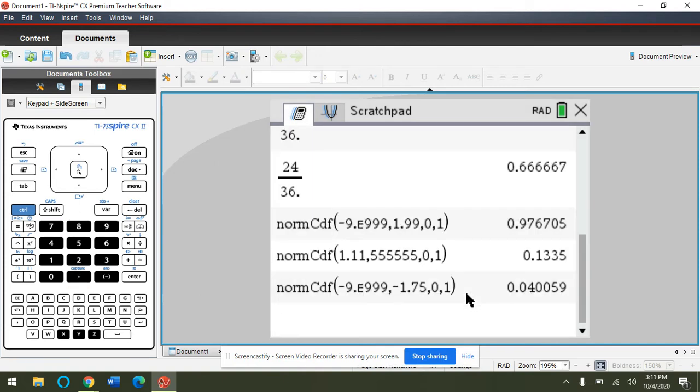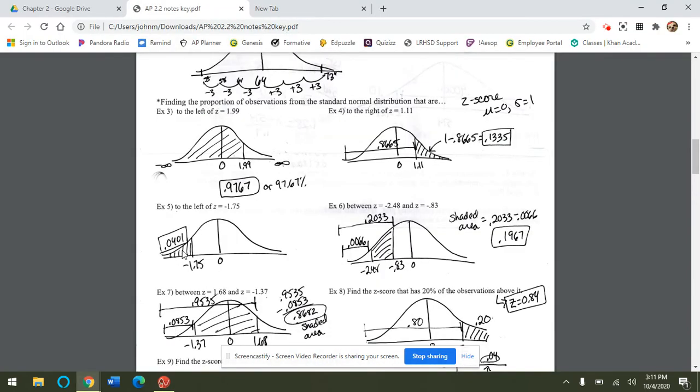Press OK. We have 0.0401, right? Be careful that you're going to round if you're supposed to round, just like we had back here, 0.0401. Number 6 is where it gets super cool, right? Our shading is between negative 2.48 and negative 0.83.